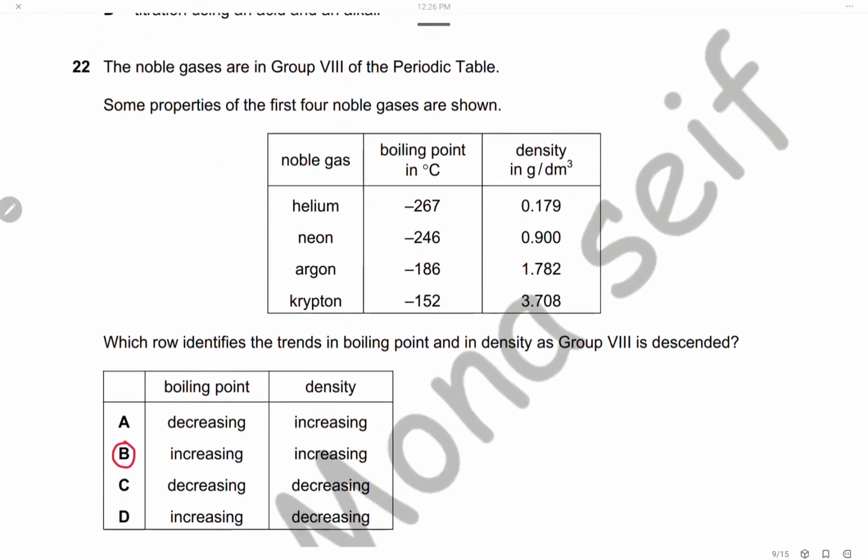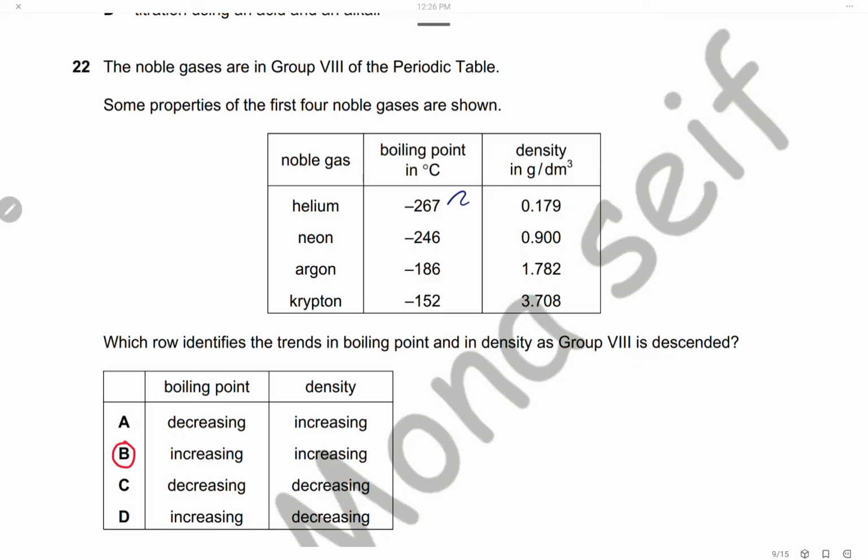Question 22. Noble gases are in group 8 in the periodic table. Some properties of the first 4 noble gases are shown, as we can see here from the table: helium, neon, argon, and krypton. Different boiling points are shown in column 2 and different densities in column 3. Which row identifies the trend in boiling point and in density as group 8 elements are descended?